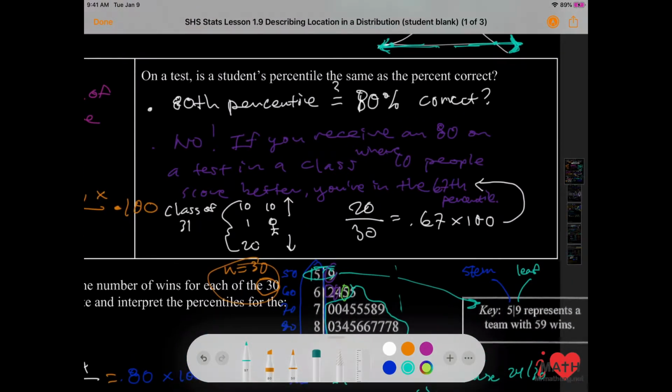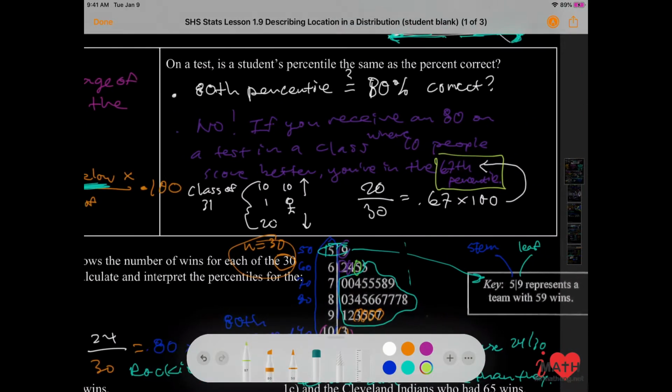All right, what are some misconceptions? On a test, is a student's percentile the same as a percent correct? So the question is, is 80th percentile the same thing as 80% correct? The answer is no. If you receive an 80% on a test in a class where 10 people score better, you're in the 67th percentile. So how did I get the answer of 67th percentile?